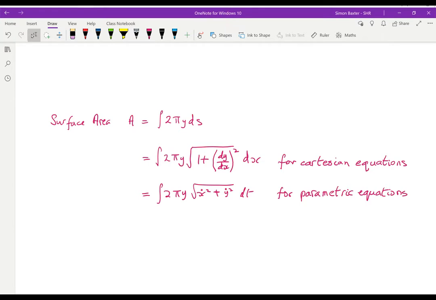This is summarized here. The area is always 2 pi y ds, and then you can convert it easily for Cartesian equations and for parametric equations.